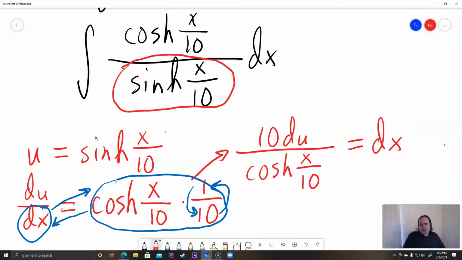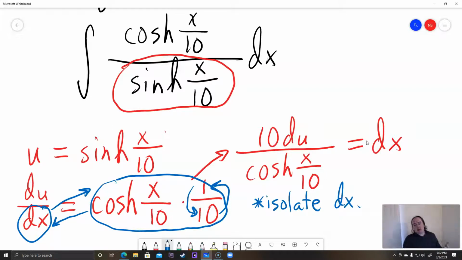So what I did there is I flipped over the 1/10, so it ended up being in the numerator on the left side. And then I also divided both sides by cosh of x over 10, so that ended up on the left side. And then I multiplied both sides by dx. In other words, I was just isolating dx. That's what we did there. We isolated dx.